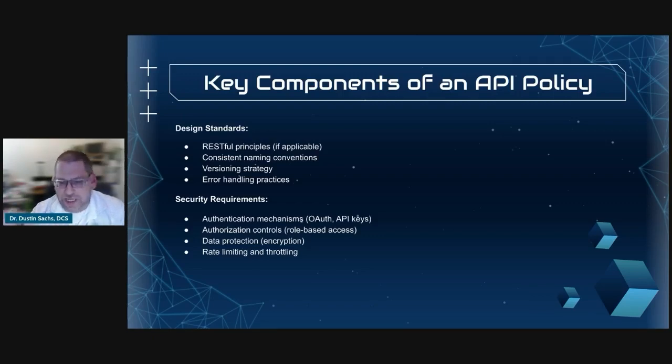Also, what levels of rate limiting or throttling are going to be implemented, at what point, what are the thresholds as well, in order to protect against DoS attacks or DDoS attacks, or issues with just latency of the API.